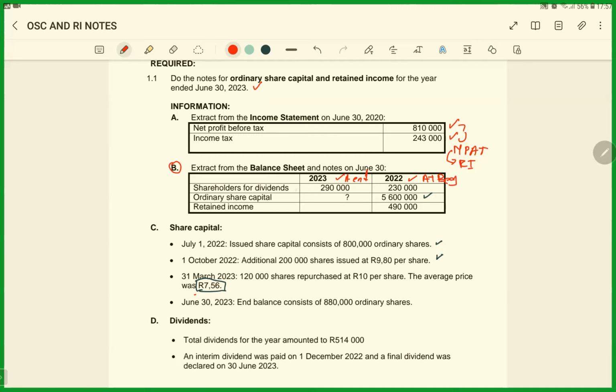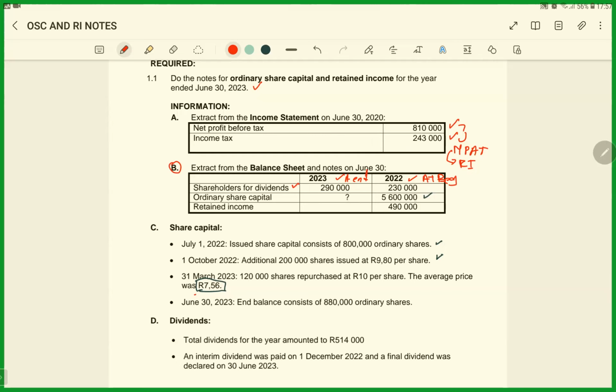Then we have shareholders for dividends. Remember, when you see shareholders for dividends, you have to see final dividends. So the 230,000 represents the final dividends of the previous year. Then the shareholders for dividends of 2023 represents the final dividends for the current year. Then we also have ordinary share capital. The one for 2023 is missing, which is what we have to calculate.